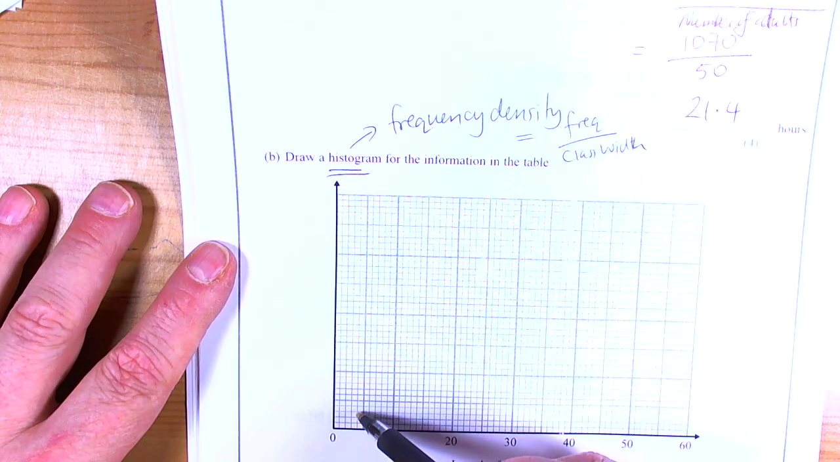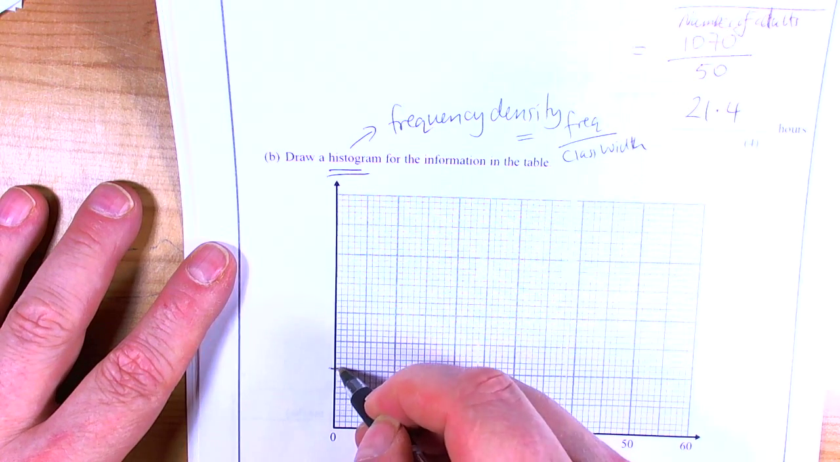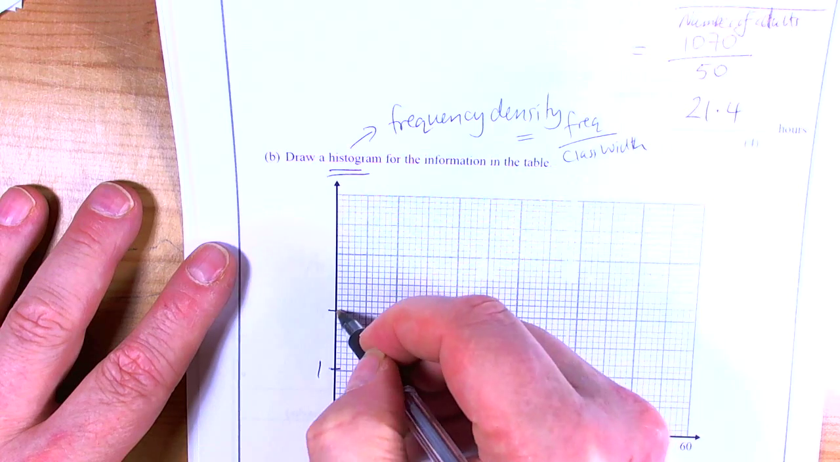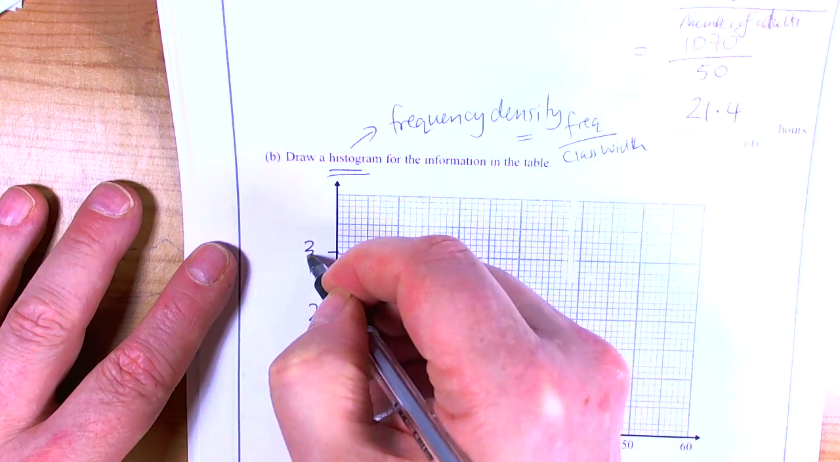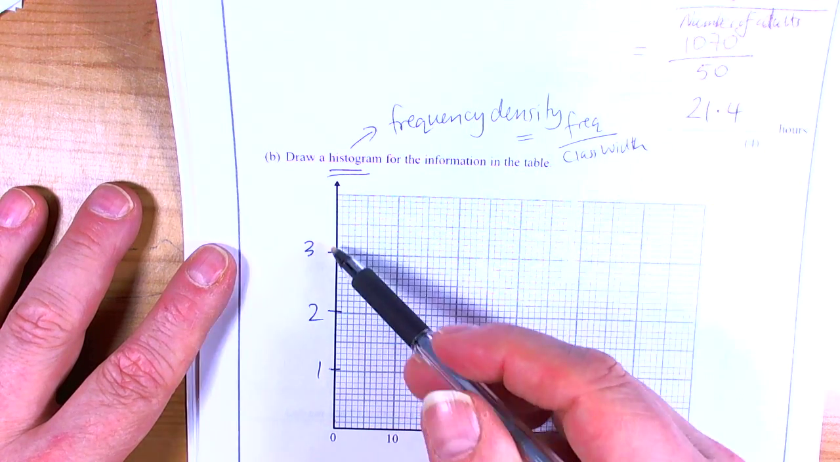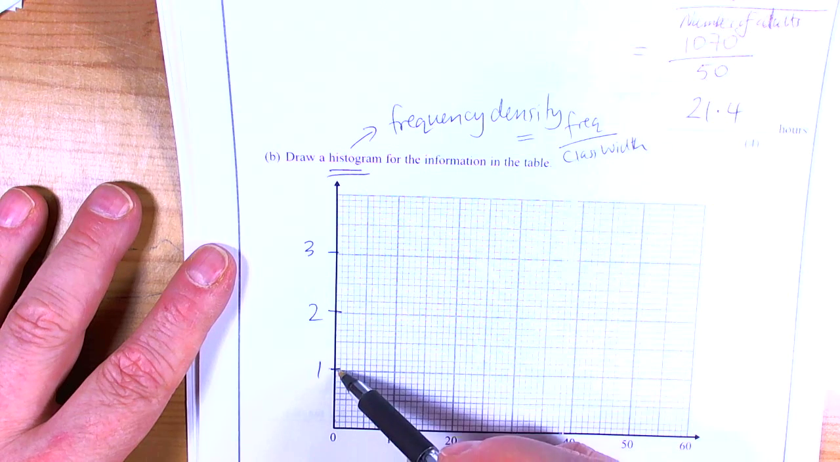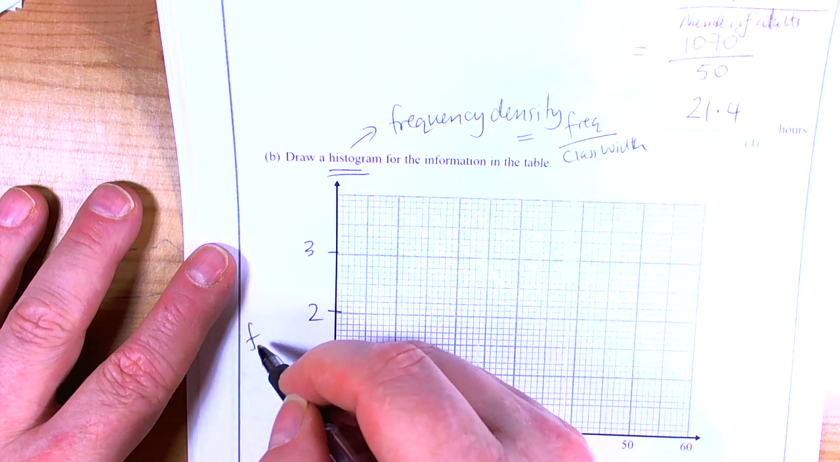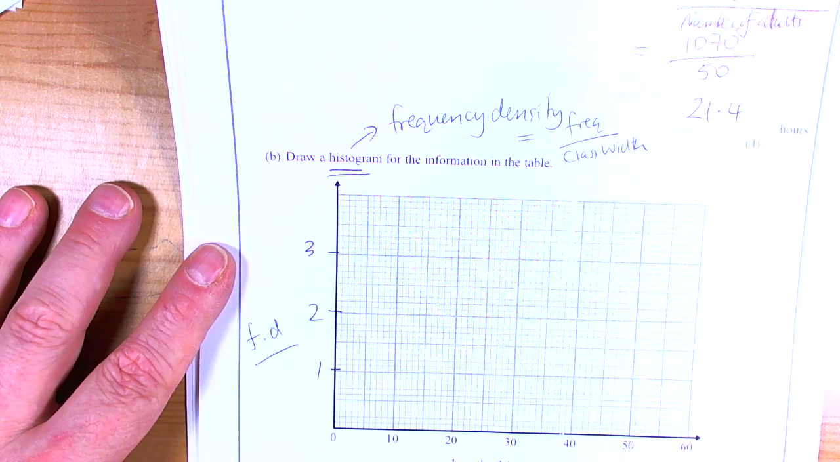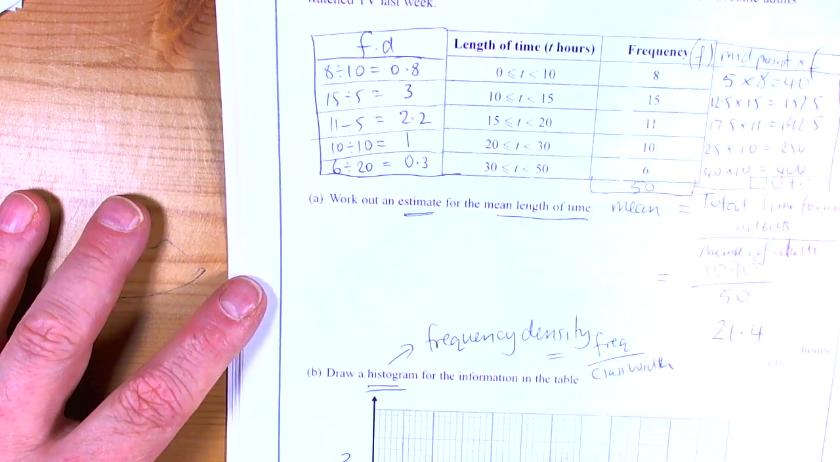As it wants to go up to 3, I can see quite quickly that if I put 1 there, 2 there, 3 there, then I've got a nice even scale going up where each little square is worth 0.1. Label that frequency density, and we can now plot our bars.